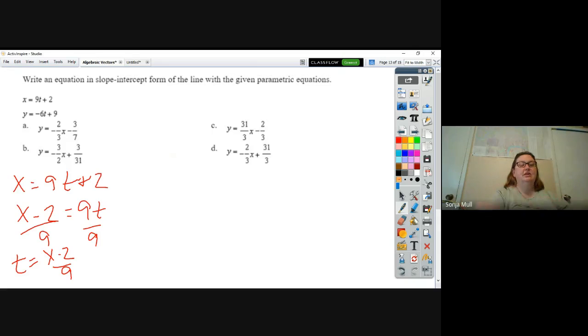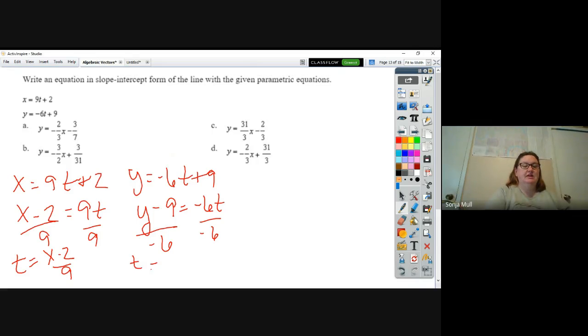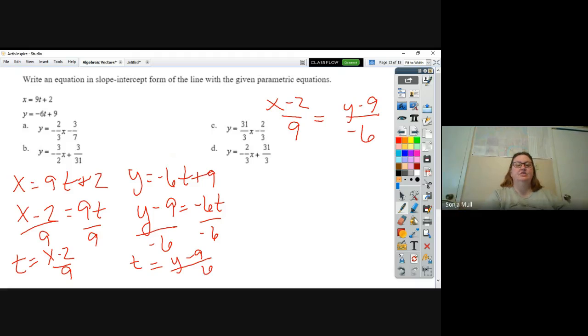And then I'm going to do the same thing for my second equation. Y is -6t plus 9. I'm going to subtract 9 from both sides and then divide by -6. So t is y minus 9 all over -6. And then these two t's have to be the same. So x minus 2 over 9 is y minus 9 over -6. I just took these two and substituted it and set them equal to each other.